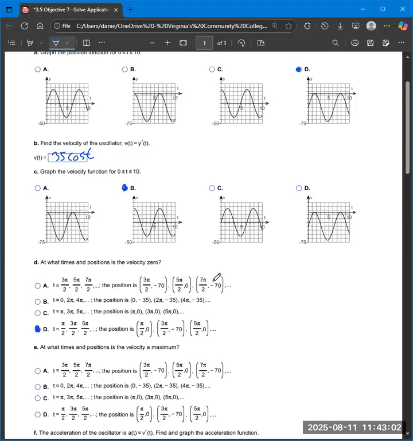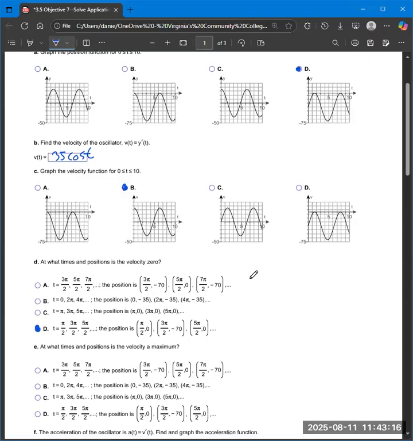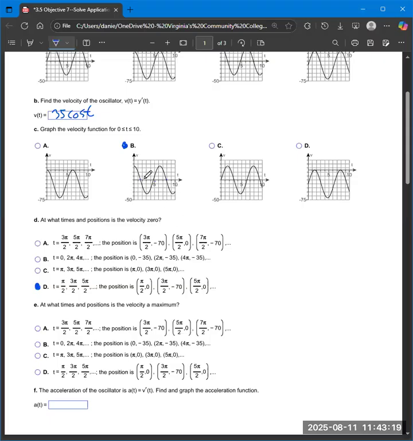But at what times, and what are the positions, that the velocity is at a maximum? Okay, so maximums are right here and here, and then again, so every 2 pi, right, starting at 0. So 0, 2 pi, 4 pi, and so on. So that's b. And then these are their corresponding y values.